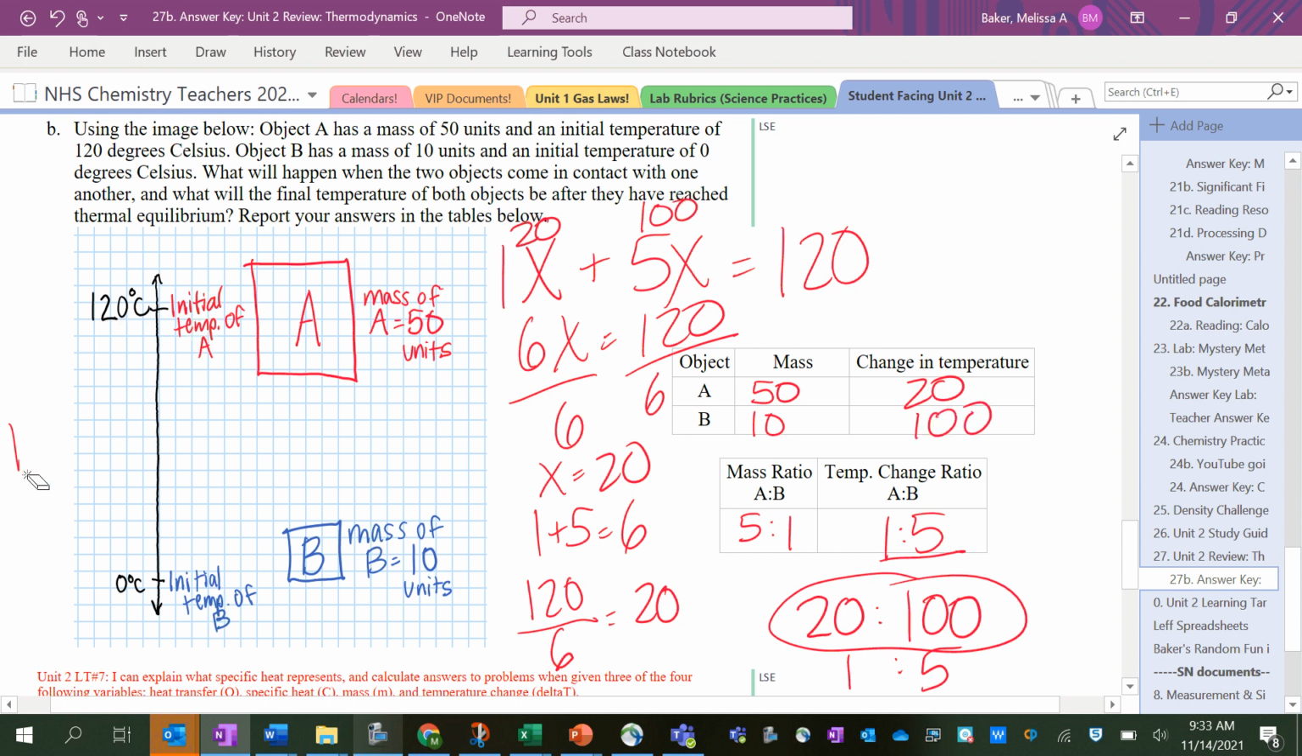So the final temperature when they reach thermal equilibrium will be 100 degrees Celsius, which makes sense because object A is so much bigger. So the final temperature is going to be closer to the bigger one. So the change in temperature is 100, and the change in temperature is 20.